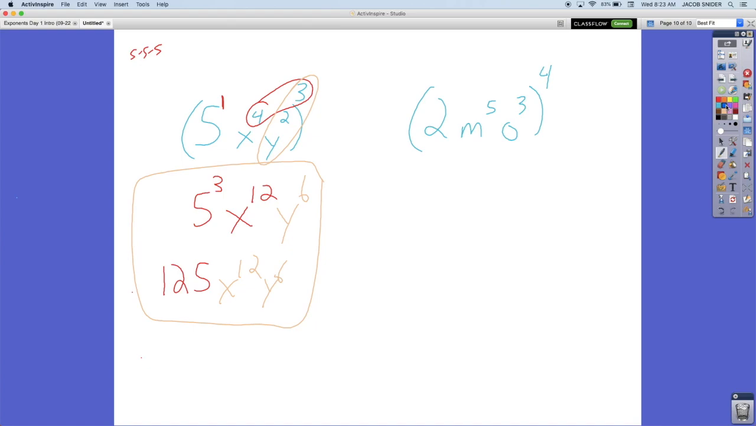All right, here we go. 2, same thing. 1 times 4. 2 to the 4th, or if you want to say 2 times 2 times 2 times 2. 2 times 2 is 4. 4 times 2 is 8. 8 times 2 is 16. So either one of these answers would work, guys. Start with 2 to the 4th or start with 16.